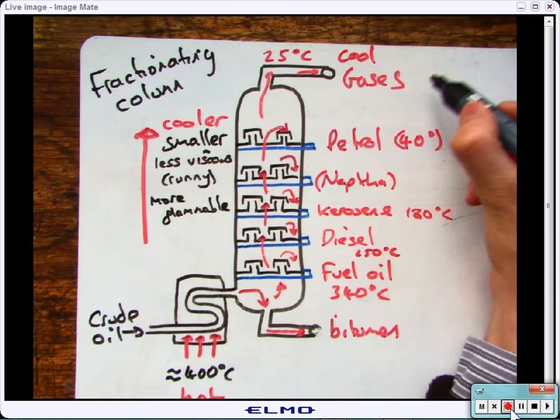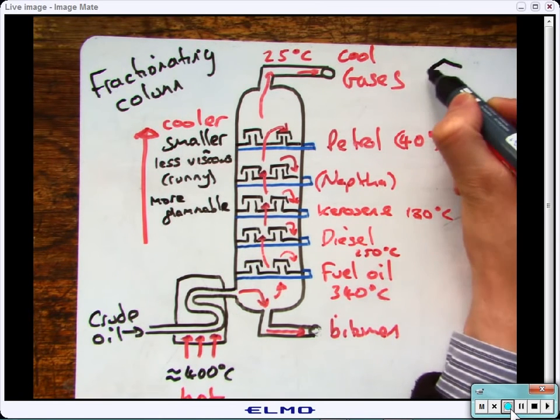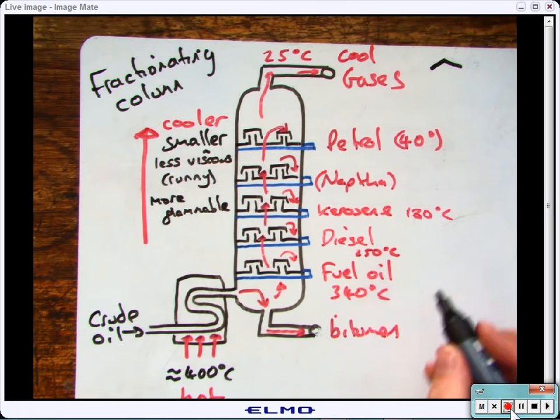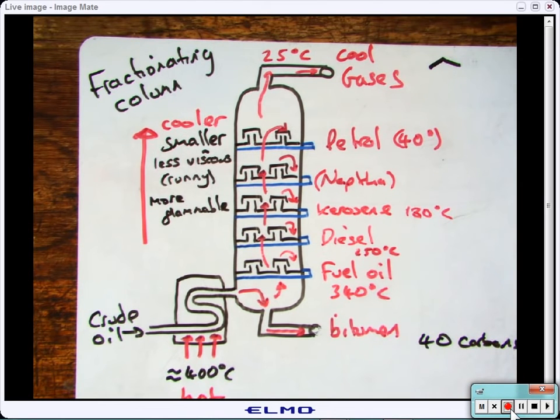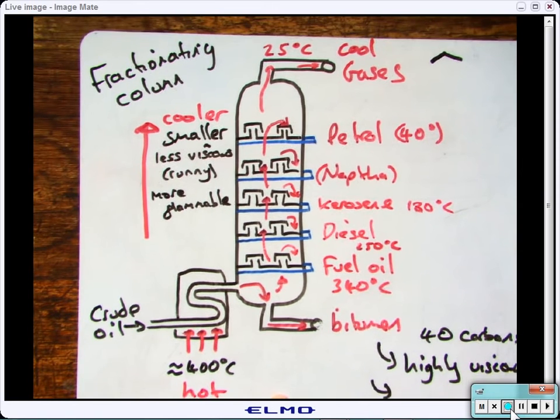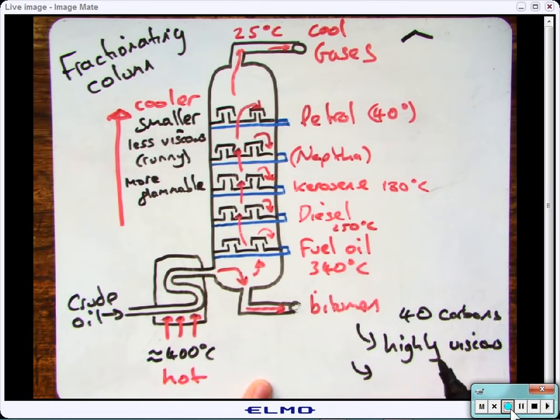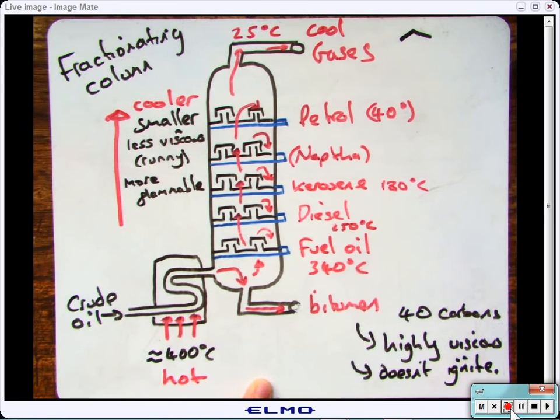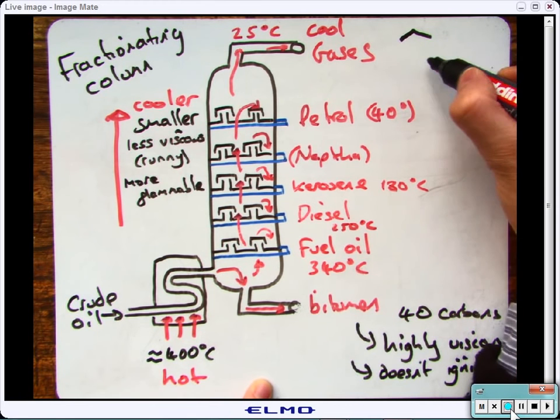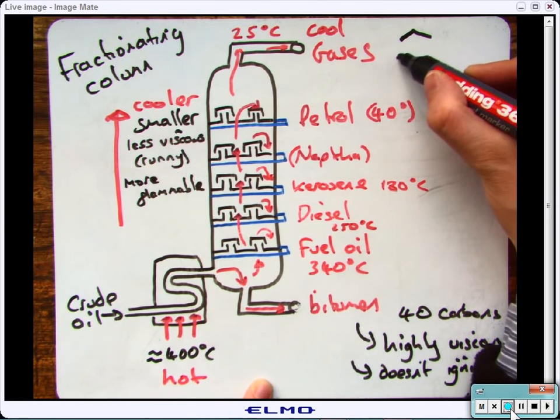So for example, up here, this might only have a chain of 3 carbons, 1, 2, 3, whereas down at the bottom it might have about 40 carbons for bitumen. Bitumen is really thick, so highly viscous, and because it's used in the tarmac on the roads, you can quite easily tell that it doesn't set on fire very easily, so it doesn't ignite. Whereas at the top, your gases, short chains, ignite very easily.